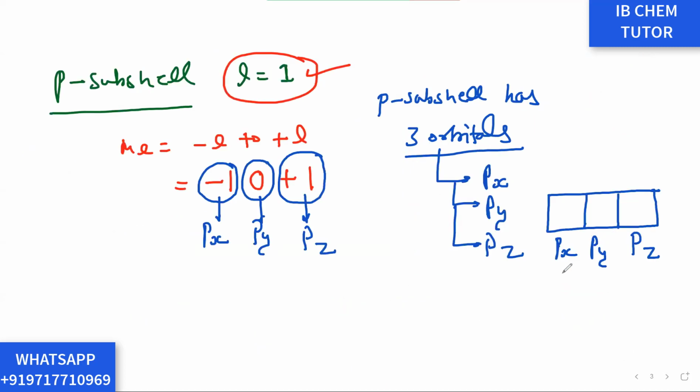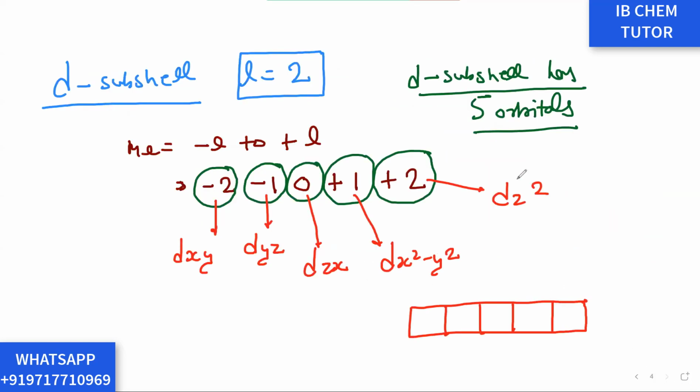Now if you see the P subshell, how many electrons can it have maximum? 6 electrons. Okay, so when you fill the electrons, 1, 2, 3, 4, 5 and 6. There are 3 orbitals, and 3 orbitals means 6 electrons, because one orbital can have maximum of 2 electrons, right? Likewise, D subshell has 5 orbitals. So in D subshell, we can have maximum of 10 electrons.